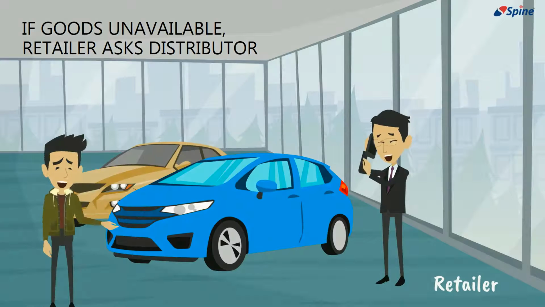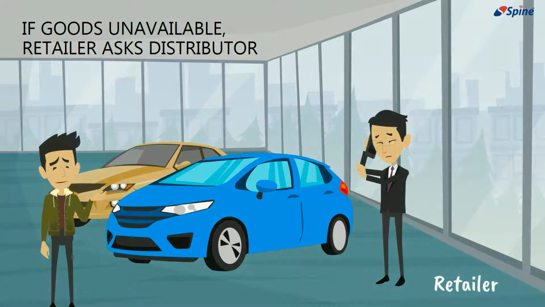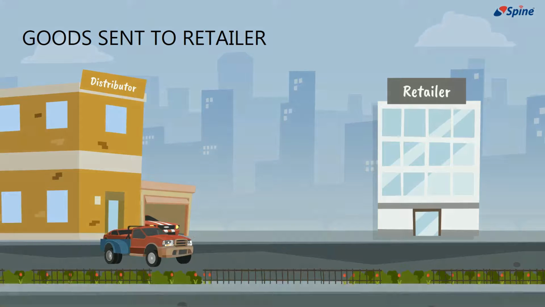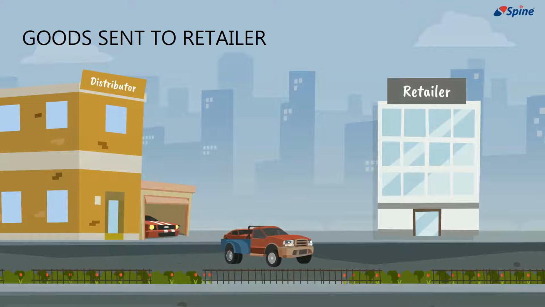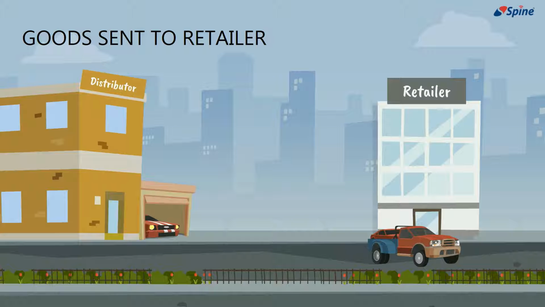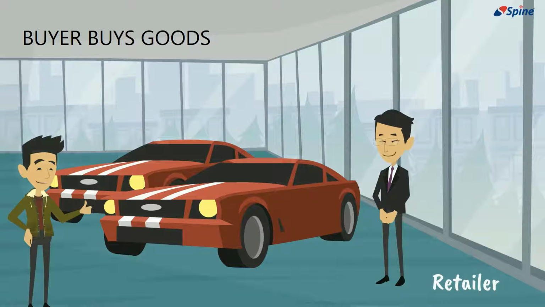If Mustang is unavailable, the retailer asks the distributor for the car. The distributor is the next level in the chain. Think of a distributor as a big retailer, who stocks goods, so that they can be sent to multiple retailers. So, if the distributor has the goods, which is Mustang in this case, then he would send them to the retailer. This is shown here, as Mustang is being transported from the distributor to the retailer. Once the retailer, or the showroom, receives the goods, Kohli buys Mustang.